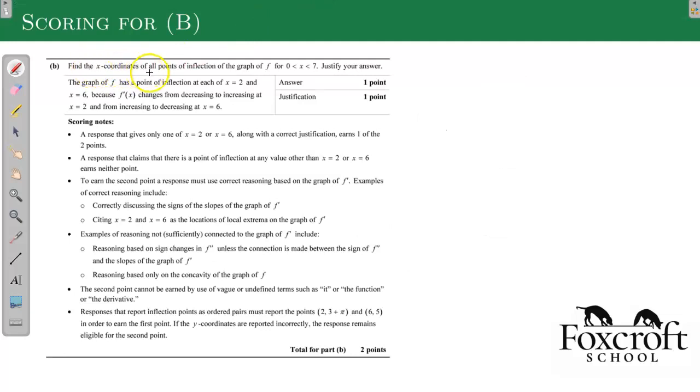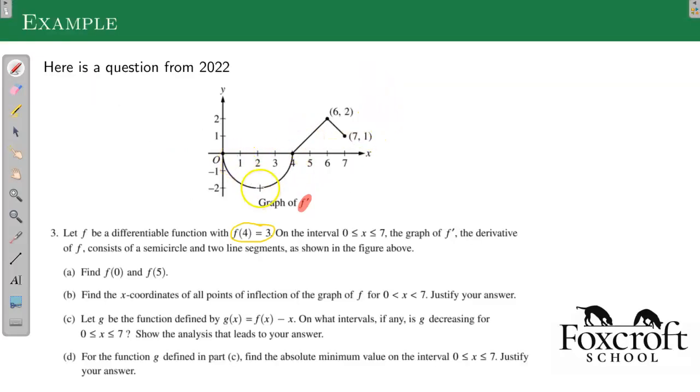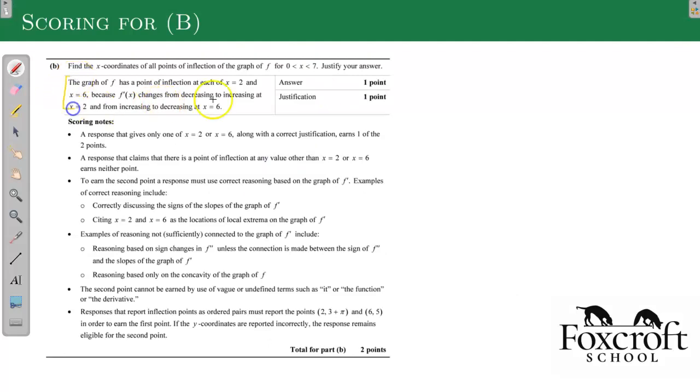All right, but B, find the x-coordinates of all points of inflection. All right, so this one, just sentences. A point of inflection is when your original function switches from concave up to concave down. It's also when your derivative goes from increasing to decreasing. So if I go back to my question, when does my derivative go from increasing to decreasing? Here and here. So 2 and 6 are the answers, and you can see that's pretty much what the whole thing is. All right, say it's 2 and 6, because that's when your f prime changes from decreasing to increasing, or vice versa. And it's the derivative changes from increasing to decreasing.